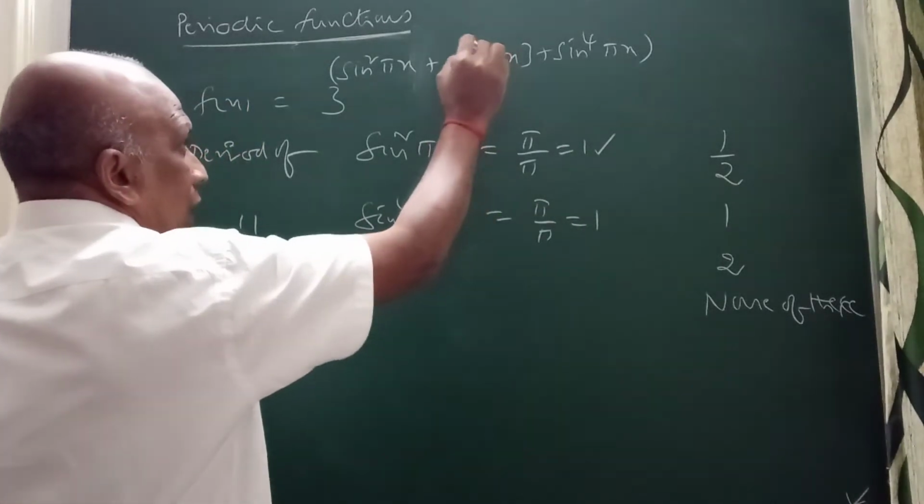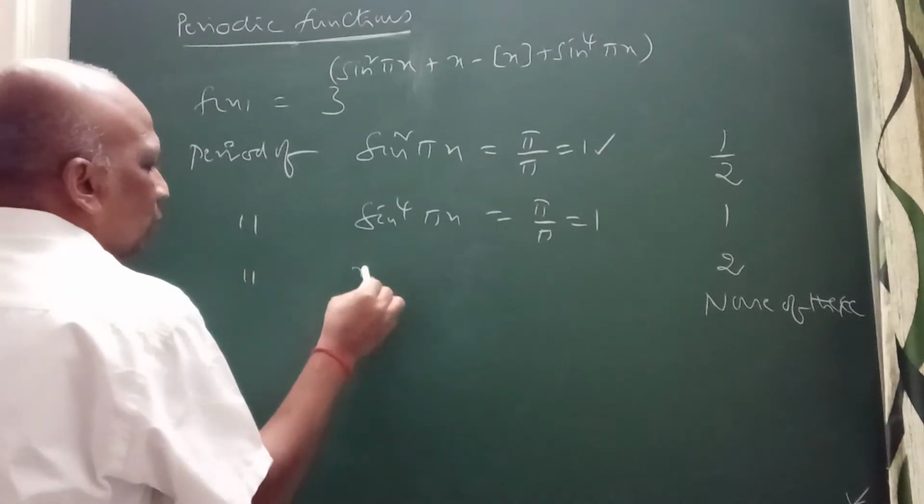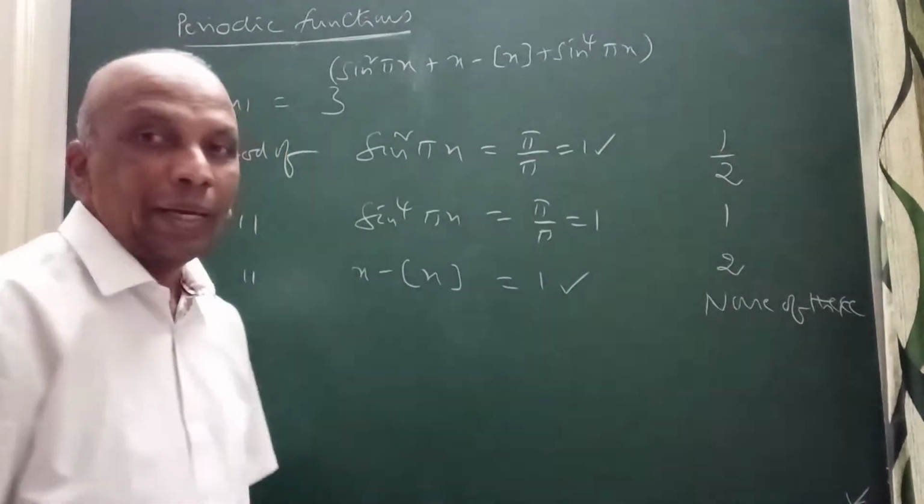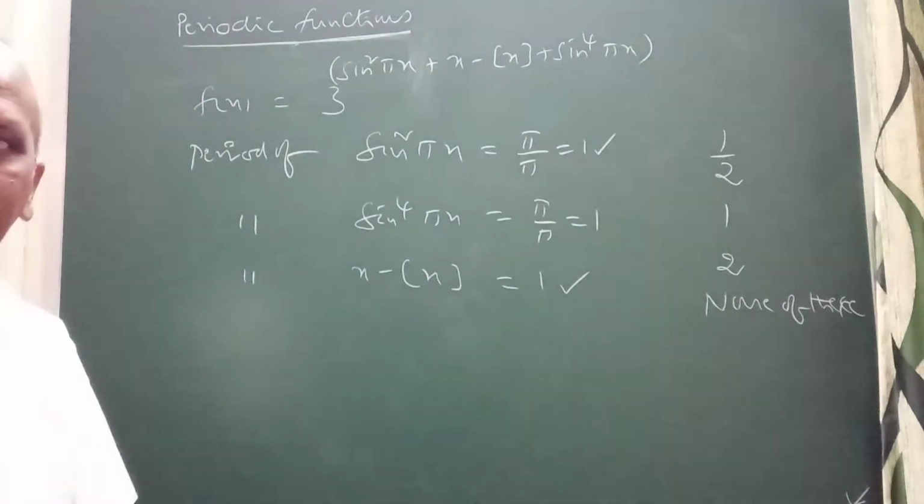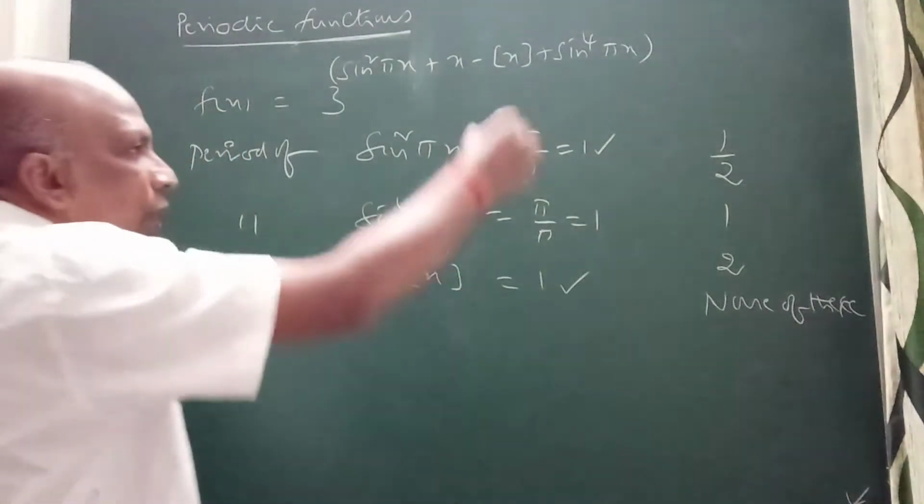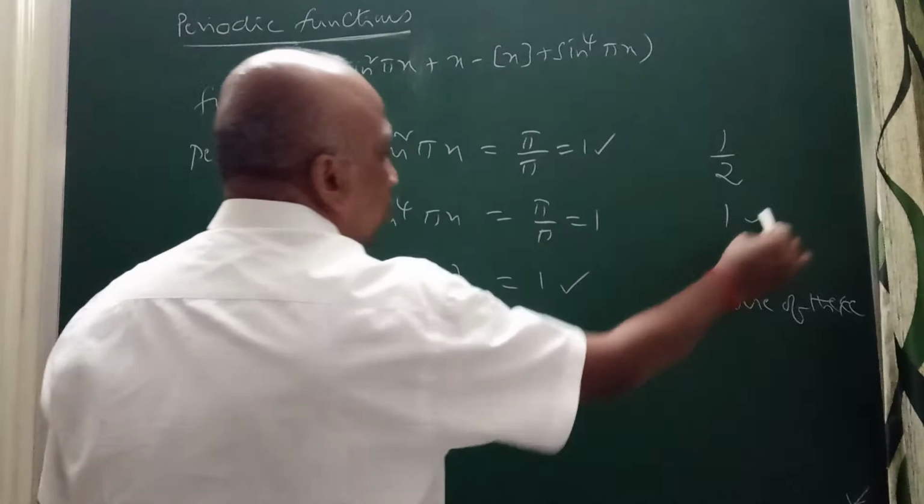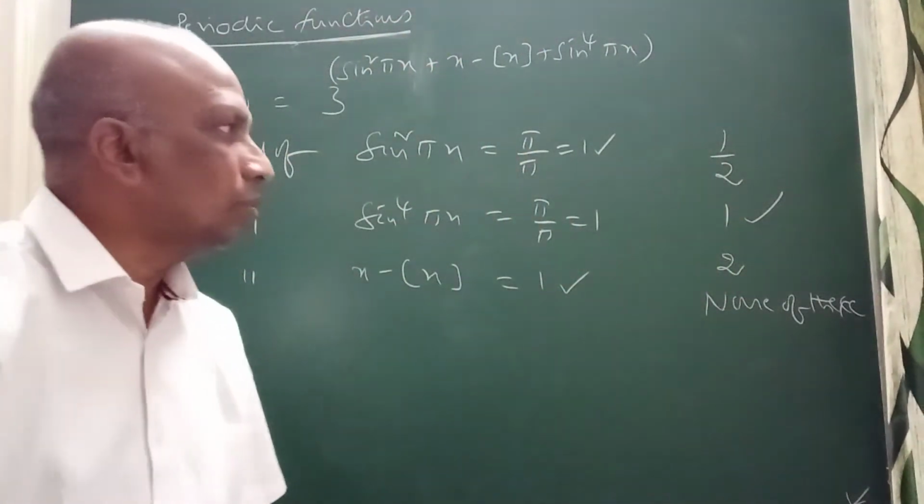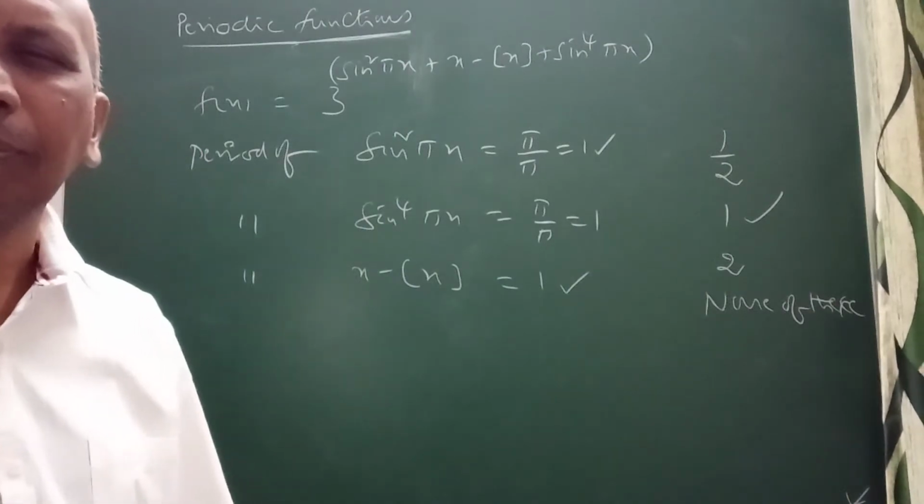The period of the fractional part of x, which is x minus step x, is equal to 1. We know that the period of x minus step x is always 1. So all three have period 1. The LCM of 1 means your answer is 1. The period of the given problem is 1. That's all.